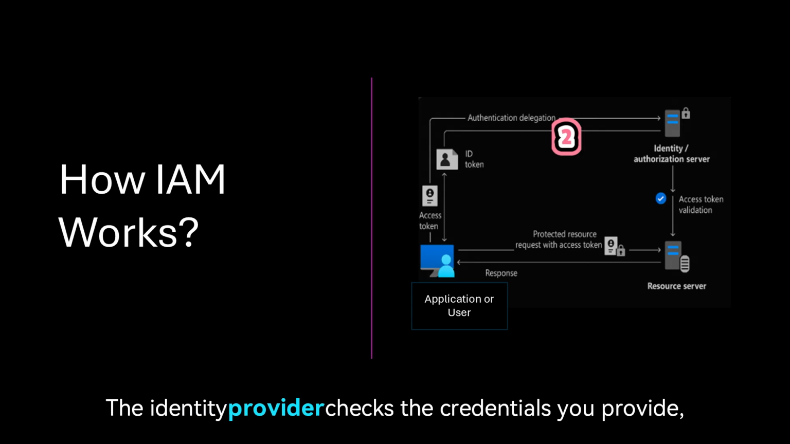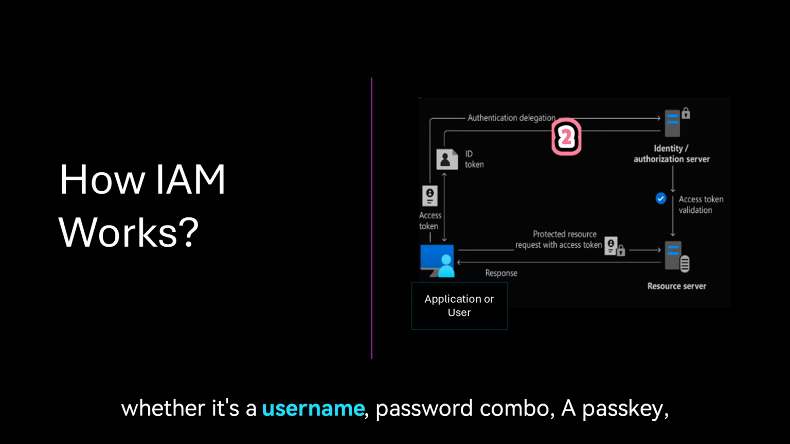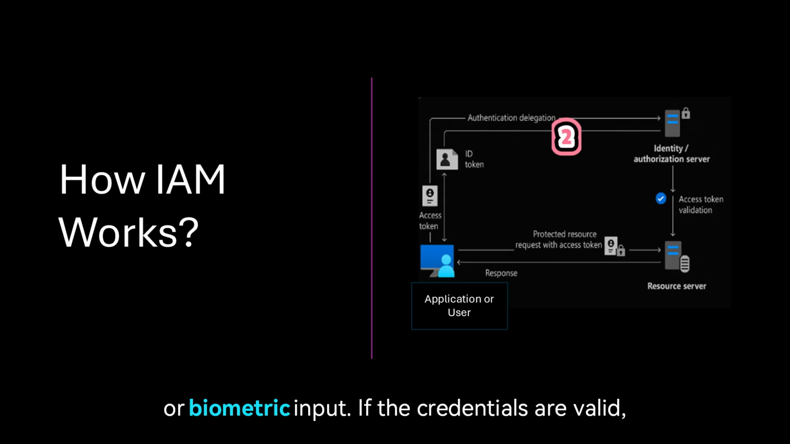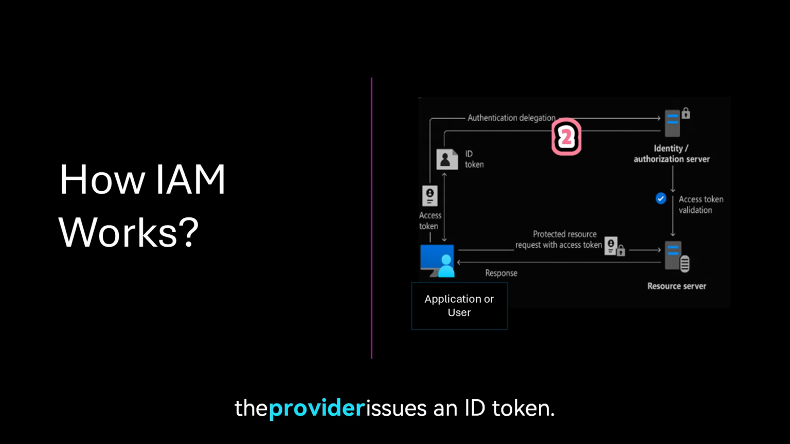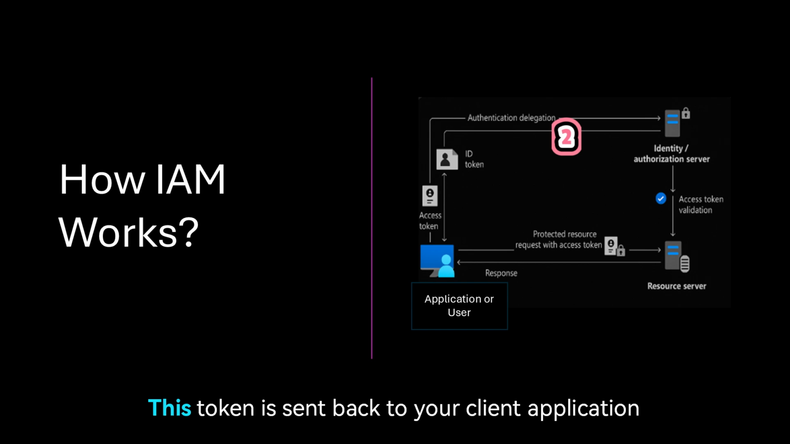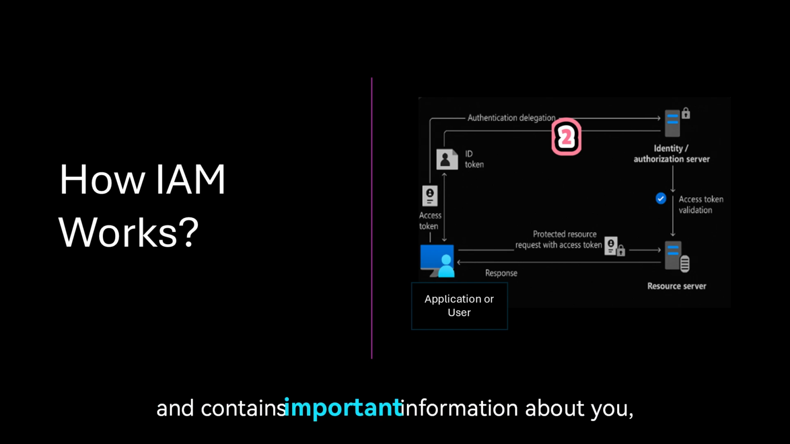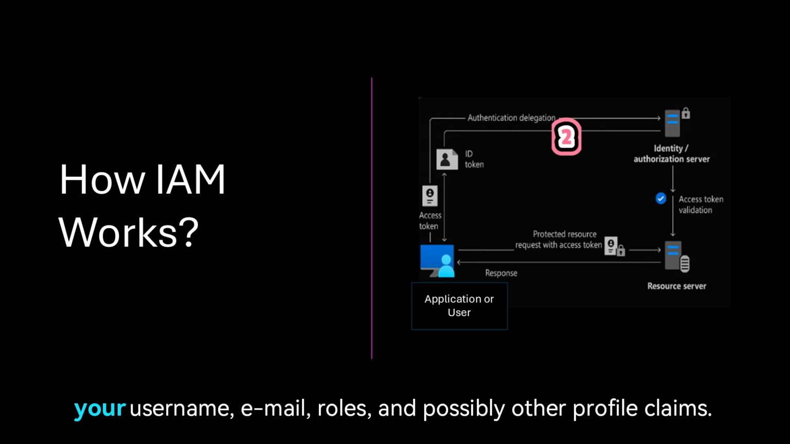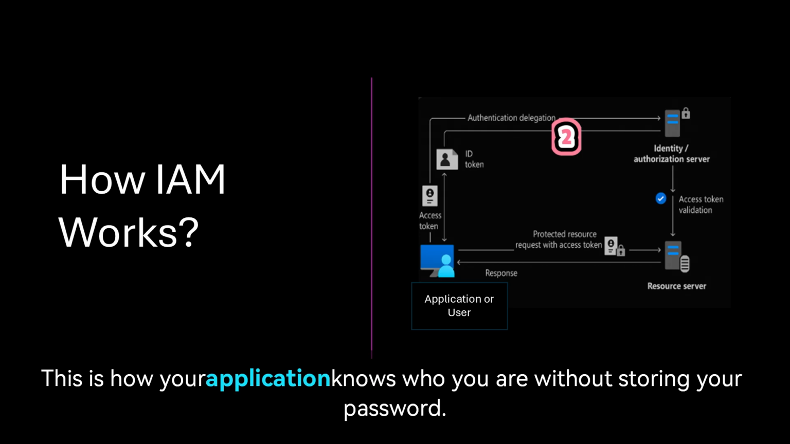The identity provider checks the credentials you provide, whether it's a username-password combo, a passkey, or biometric input. If the credentials are valid, the provider issues an ID token. This token is sent back to your client application and contains important information about you: your username, email, roles, and possibly other profile claims. This is how your application knows who you are without storing your password.